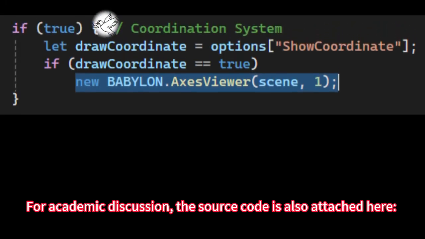application software. For academic discussion, the source code is also attached here.